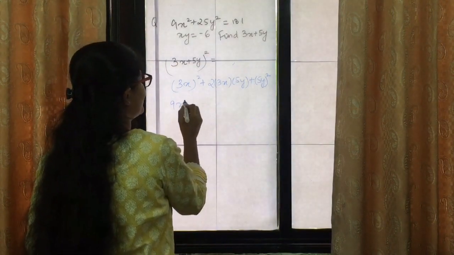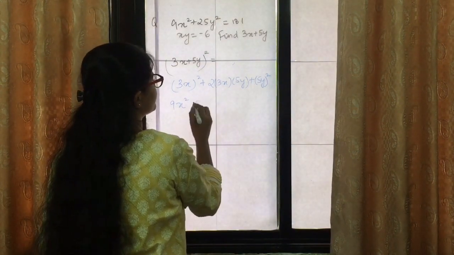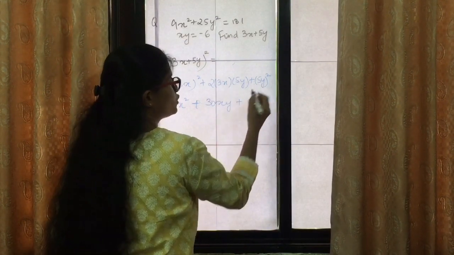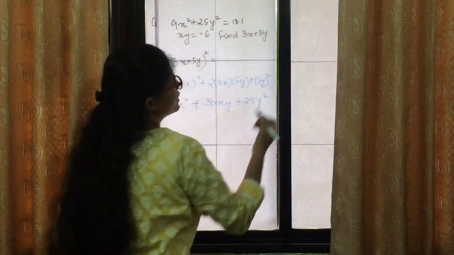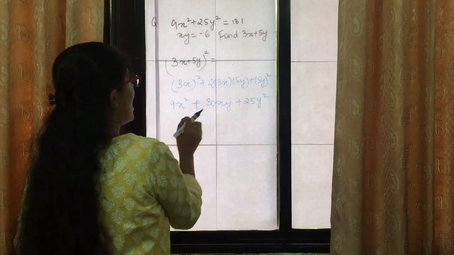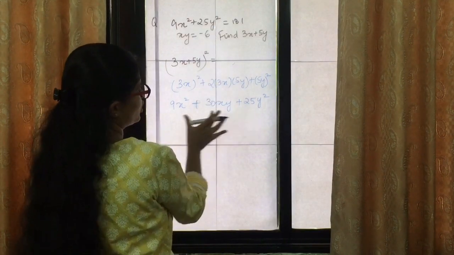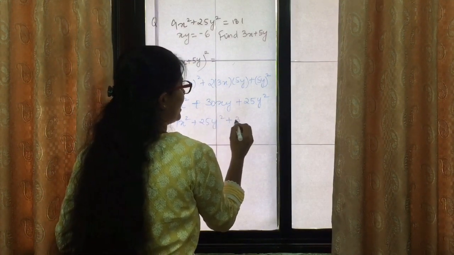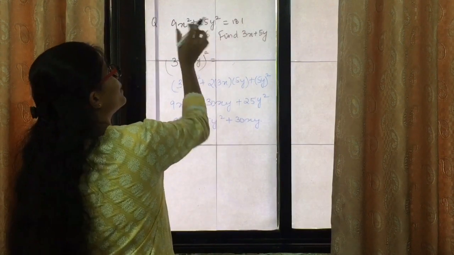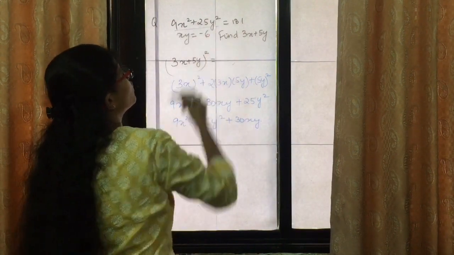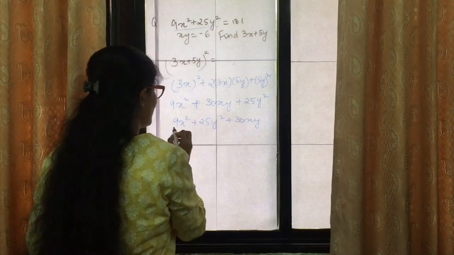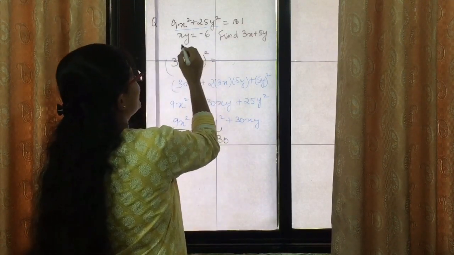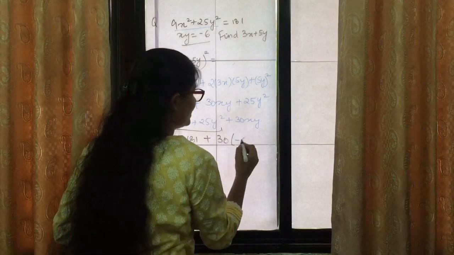3x whole square is nothing but 9x square plus 3 into 2 is 6, 6 fives are 30, 30xy plus 5 square is nothing but 25, y square is nothing but y square. So this is the equation. As you see in the equation, let me rearrange it like this, 9x square plus 25y square plus 30xy. Now let's see what information was given in the question, 9x square plus 25y square which was given as 181. So we can write this combined as 181 plus 30. The value of xy is given as minus 6, so we can write it as minus 6.